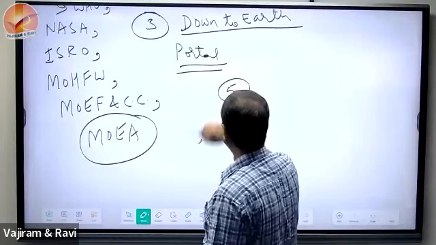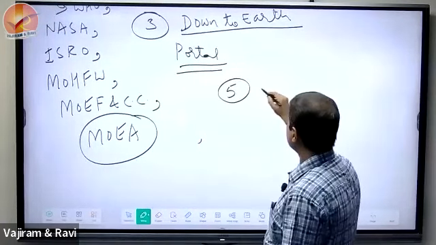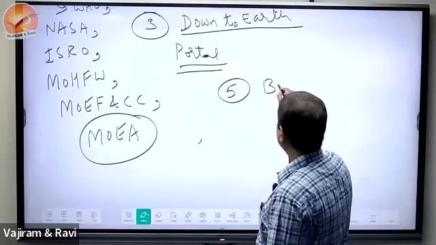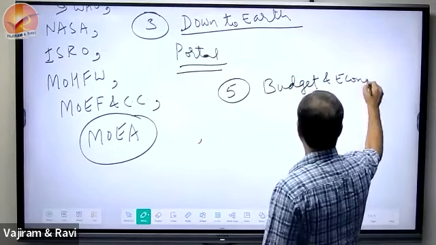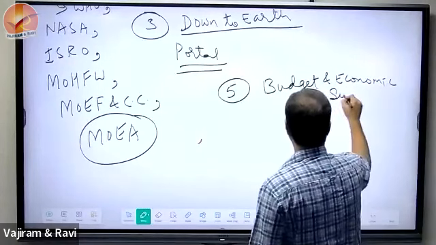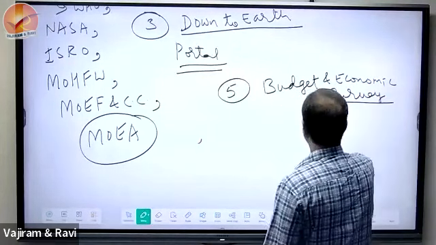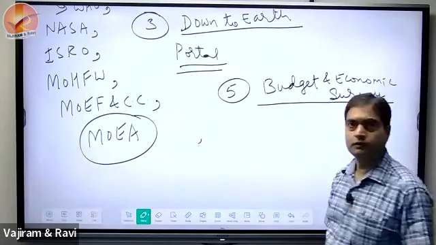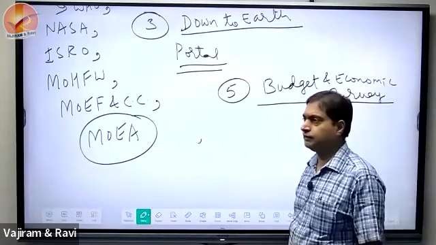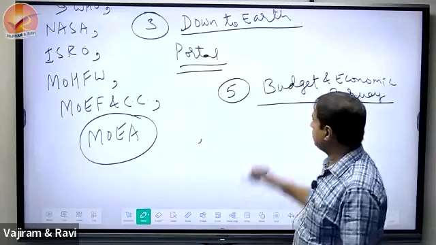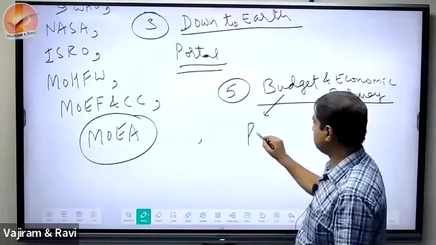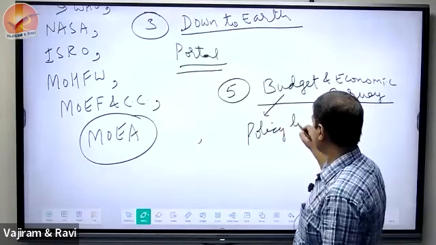Then the fifth one: the latest budget and economic survey, the latest before your prelims exam. The budget is a policy tool of the government.